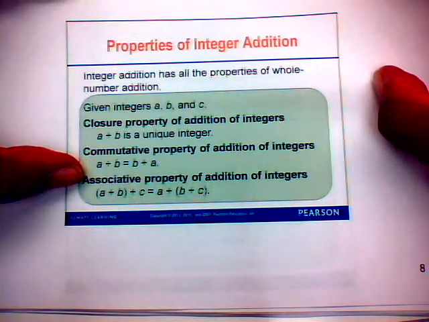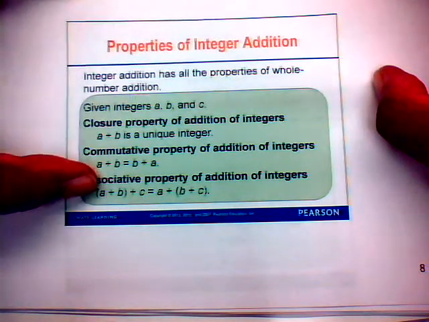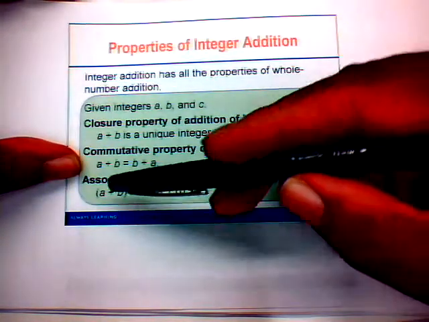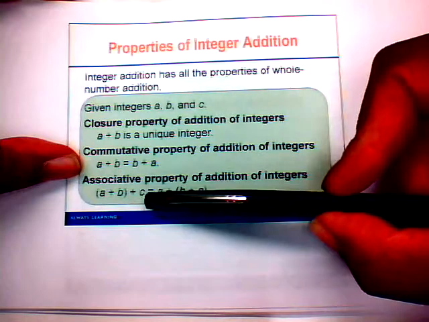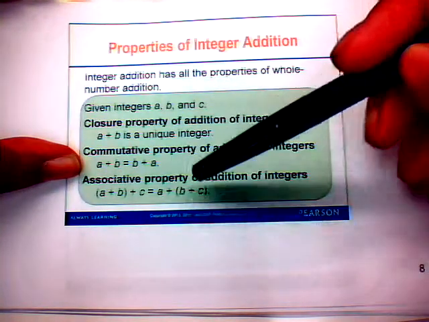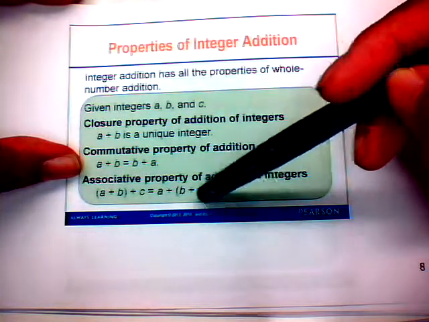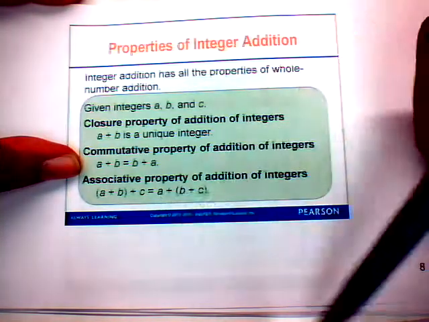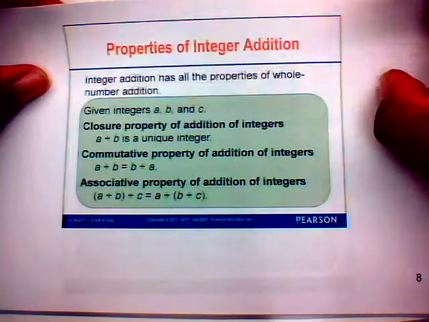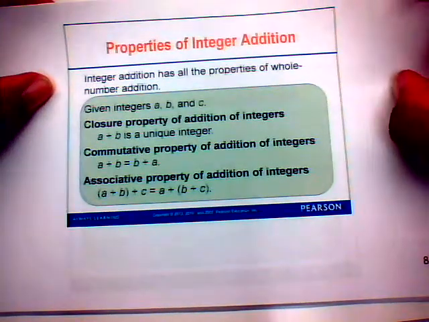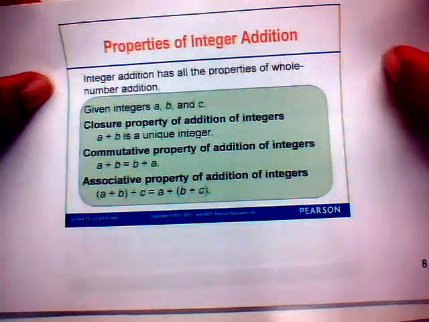The associative property of addition means that the grouping is not going to change the answer. You can group a and b together, get the sum, and add that to c. That's the same as grouping b and c together, add those two together, and then add that sum to a. Okay, so the grouping does not matter when you're dealing with the associative property.